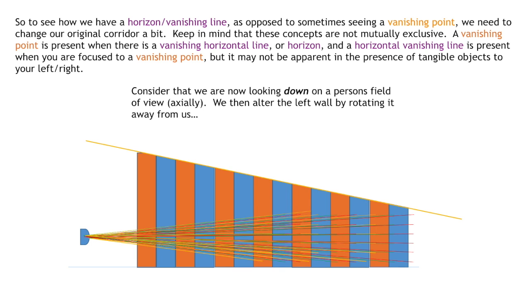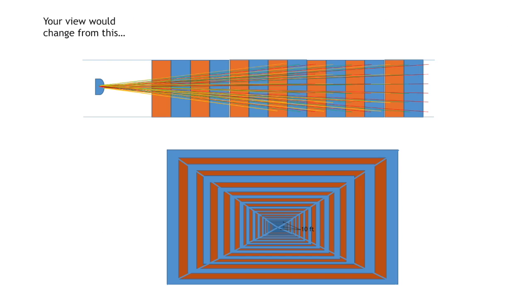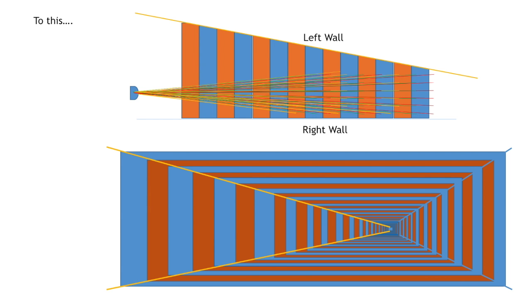So consider that we are now looking down on a person's field of view axially. We then alter the left wall by rotating it out and away from us. Your view essentially would change from this, which is our side-on view, and our one-point perspective view. So again, how we see that top figure is interpreted on the bottom, to this, where we rotate our left wall out a little bit, and your perspective would then change to something like this, which is on the bottom.